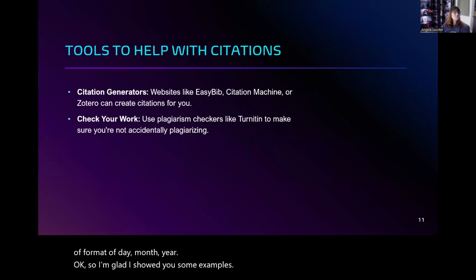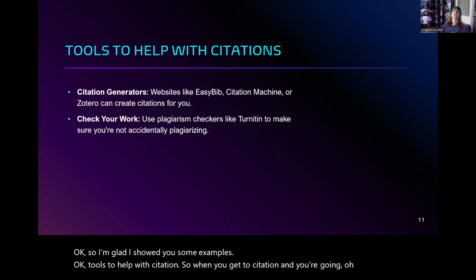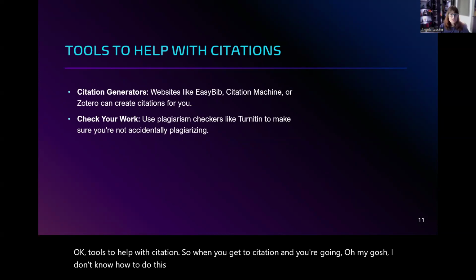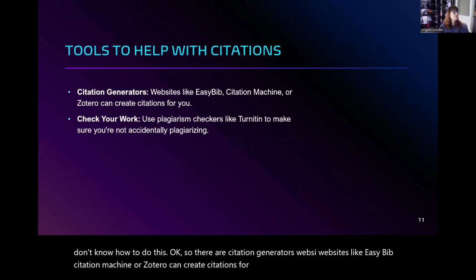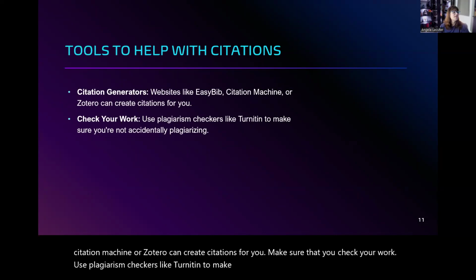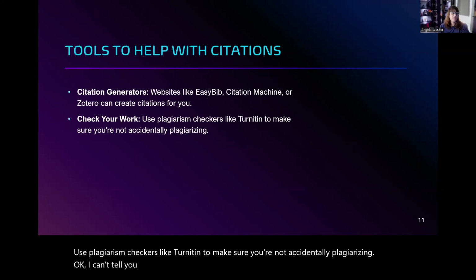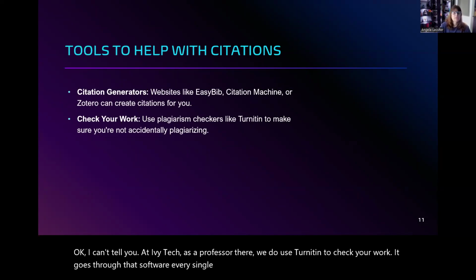Okay, tools to help with citation. So when you get to citation and you're going, oh my gosh, I don't know how to do this. There are citation generators, websites like EasyBib, Citation Machine, or Zotero that can create citations for you. Make sure that you check your work. Use plagiarism checkers like Turnitin to make sure you're not accidentally plagiarizing. Okay. I can tell you at Ivy Tech, as a professor there, we do use Turnitin to check your work. It goes through that software every single time that you turn in a paper.